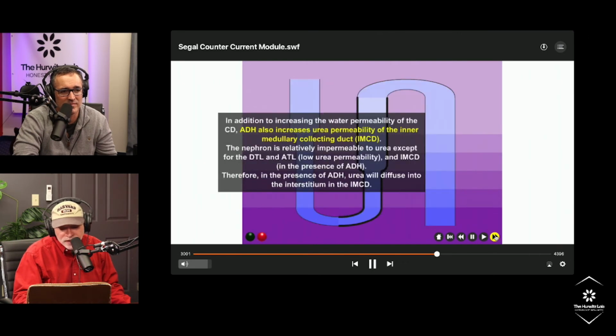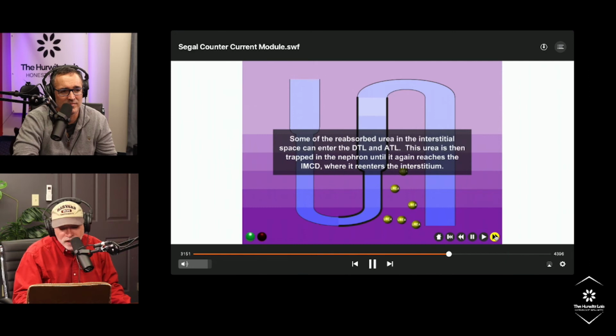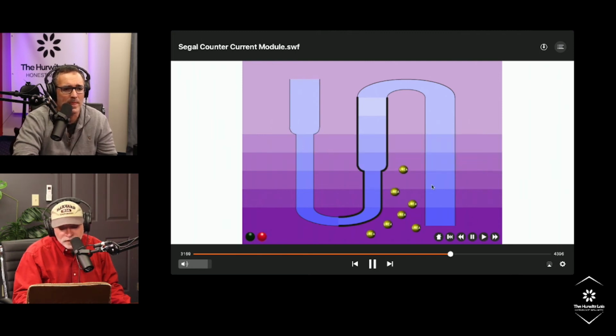And then again, to go the other way, you see here, some of the reabsorbed urea in the interstitial space can enter the loop of Henle, either descending or the ascending, and this urea is trapped. Again, keeping low here because the sodium gradient is still outward from the tubule, but the urea gradient is inward. Okay, and then urea just sort of recycles around, and they show it in a way, I don't know how, there's urea transporters doing this. Okay, and now put it all together.